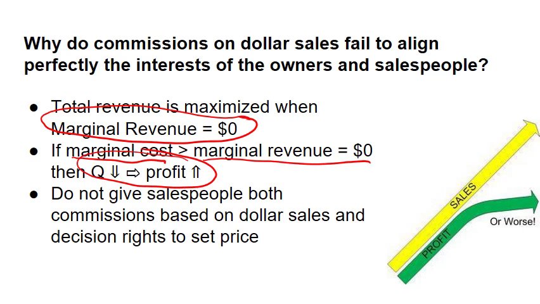The moral of the story: do not give salespeople both commissions based on dollar sales and decision rights to set price. If you give them decision rights to set price and reward them for sales, they'll cut price below the profit maximizing price in order to maximize total revenue and their commissions.